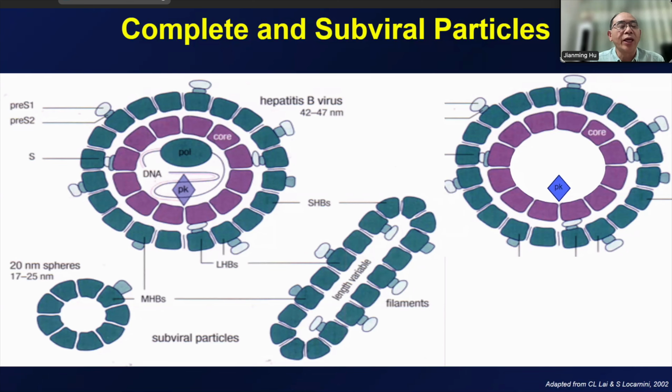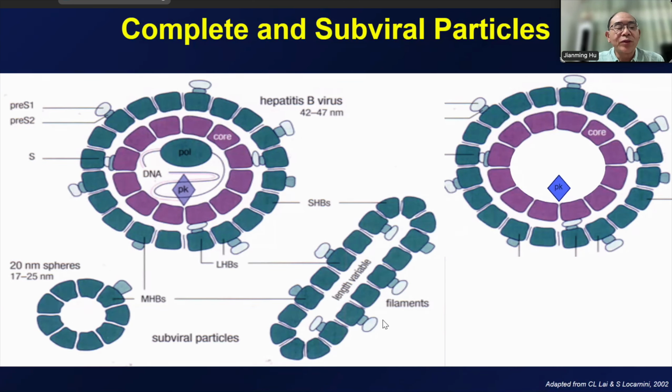Inside is the viral DNA with the viral reverse transcriptase or polymerase attached to it. And then also depicted is a protein kinase, or PK, that's incorporated from the host cell into the virion. In addition, there are also spheres and filaments depicted at the bottom left. So spheres are just about 20 nanometers long, as opposed to the virion, which is about 42 nanometers in diameter. And the filaments are the same diameter as the spheres, except, as it says, it's a filament.